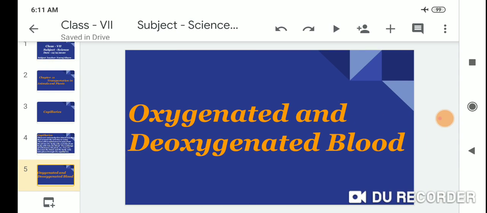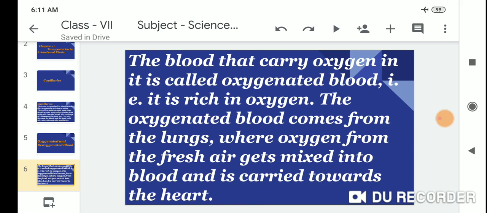Oxygenated and deoxygenated blood. The blood that carries oxygen is called oxygenated blood. It is rich in oxygen. The oxygenated blood comes from the lungs, where the oxygen from the fresh air gets mixed into the blood and is carried toward the heart.